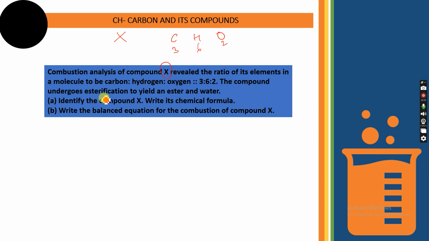The compound undergoes esterification to yield an ester and water. Esterification, as I told earlier also, एस्टरिफिकेशन प्रोसेस में क्या होता है, you get ester, right? Water is released, and to form an ester, it has to have an alcohol and a carboxylic acid. So X can either be an alcohol or a carboxylic acid compound. Okay, so then only it will form an ester and water. So X has to be either this or this.